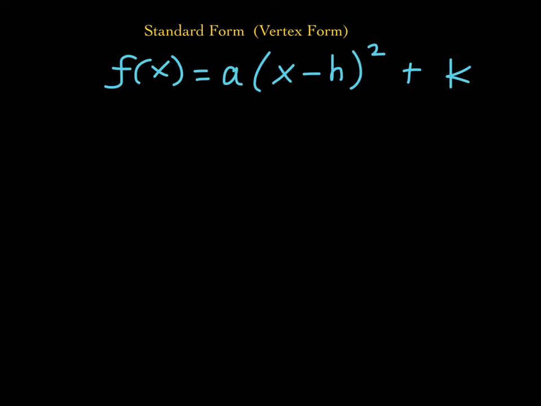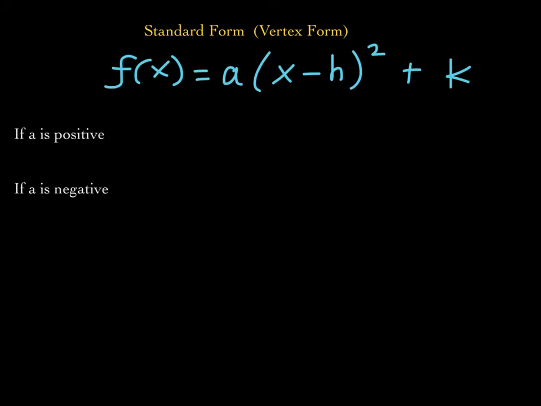Now this form is called standard form, also called vertex form in some textbooks. This form involves a perfect square in the variable x. Now you're going to see that if a function is written in this form, it is very convenient because it gives us so much important information regarding the graph of our function. Let me break it down for us now.